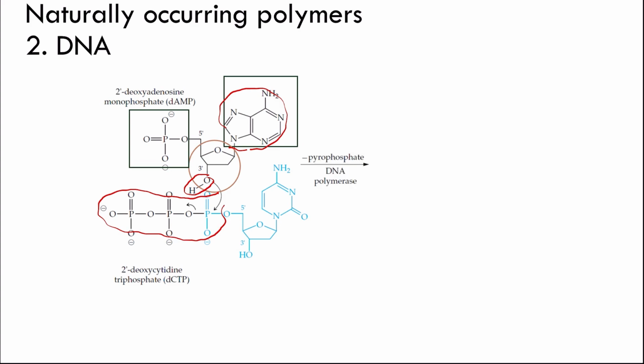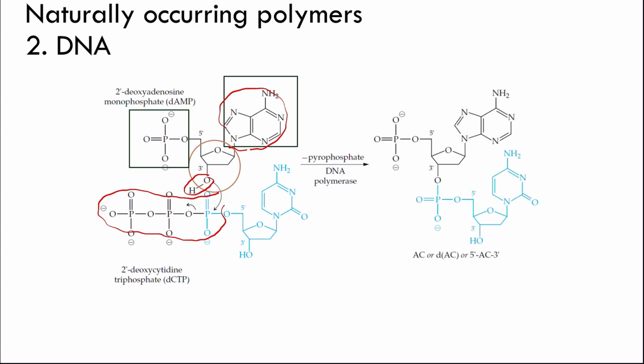In this case, the molecule that is lost is not water, but it's the pyrophosphate group. And then the DNA will polymerize and give you the new bond between the two nucleotides. This carries on to give you the chain, or the polymer chain, of nucleotides.